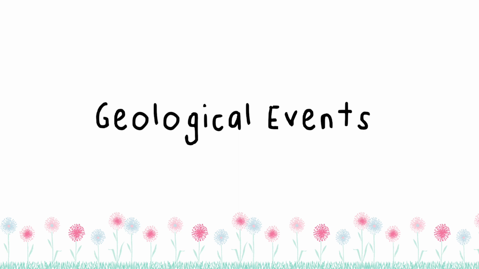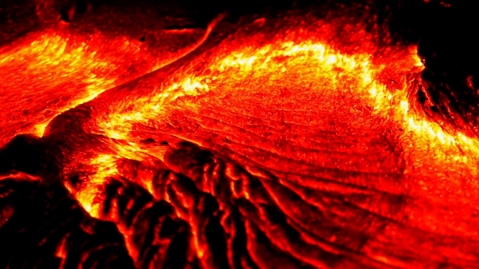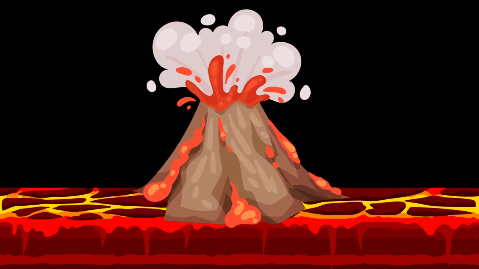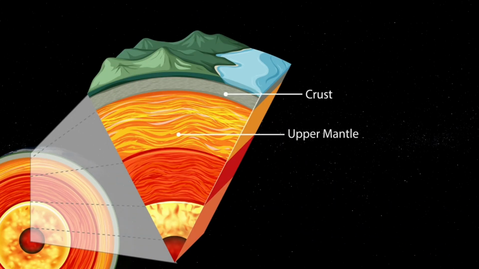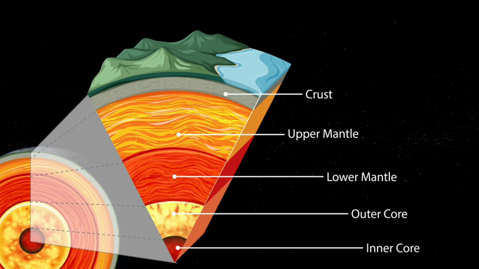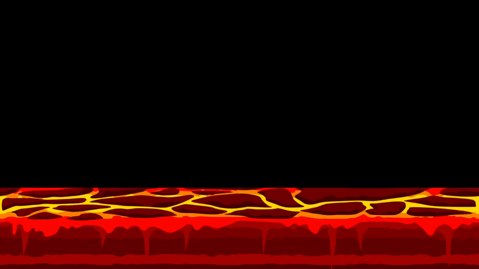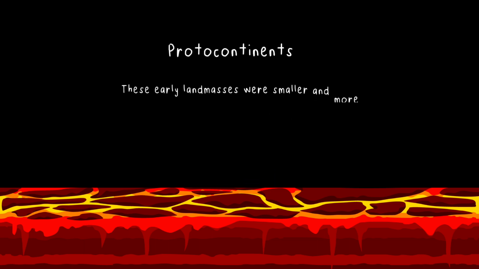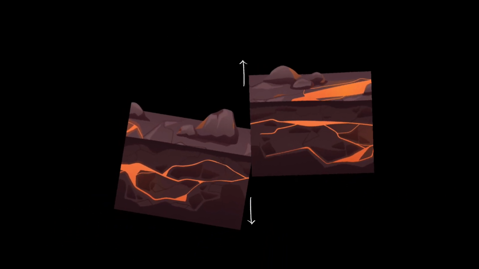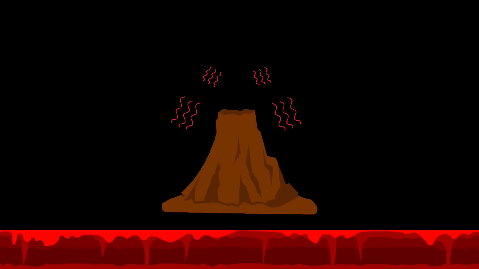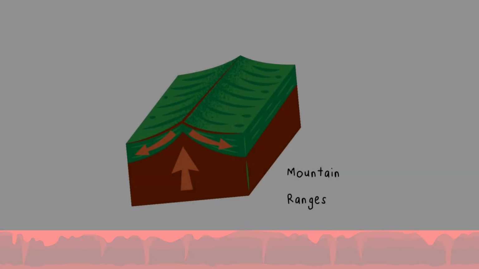Geological events. During the Archean, the Earth was still in the process of cooling from its molten state. The crust was forming primarily through volcanic activity and the solidification of lava flows. This period saw the emergence of continental crust, which gradually formed landmasses known as proto-continents. These early landmasses were smaller and more scattered compared to modern continents. Tectonic activity was vigorous, with frequent volcanic eruptions and the formation of mountain ranges.